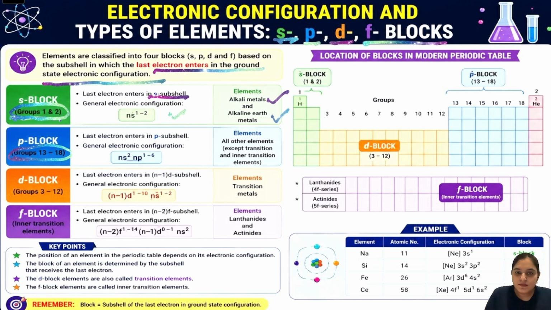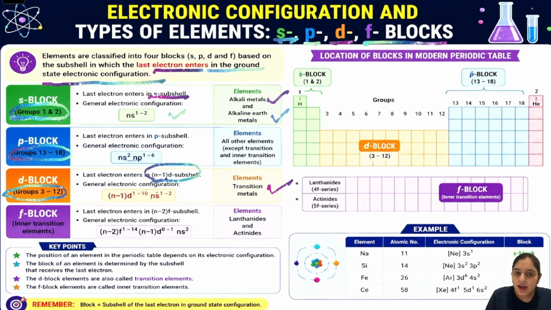Now let's move to the D block element, which includes the groups from 3 to 12. The general electronic configuration is (n-1)d1 to 10, ns1 to 2. These elements are known as transition elements because they show transitional properties between the S block and the P block elements. The last electron enters the (n-1)d subshell.